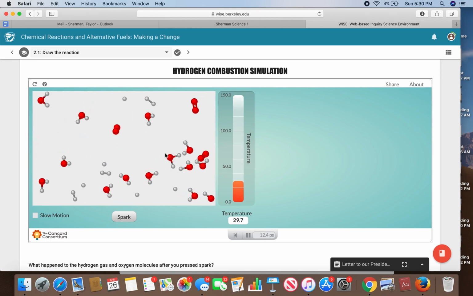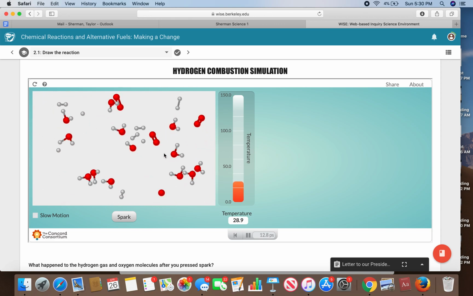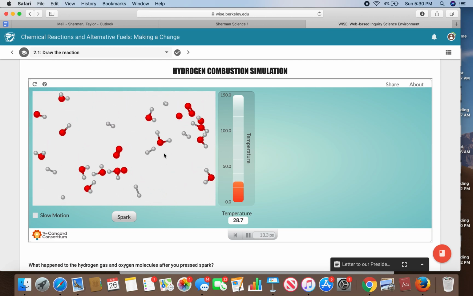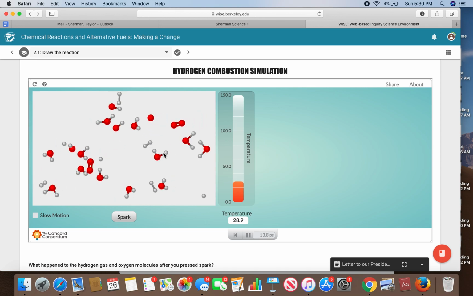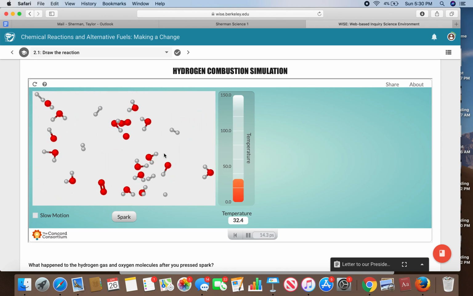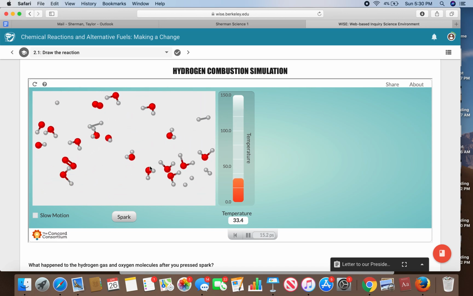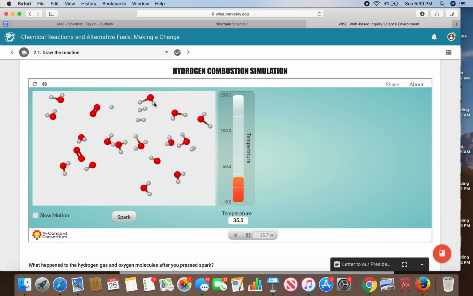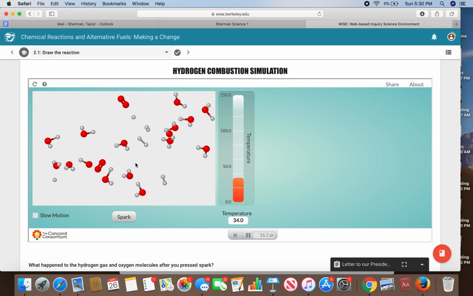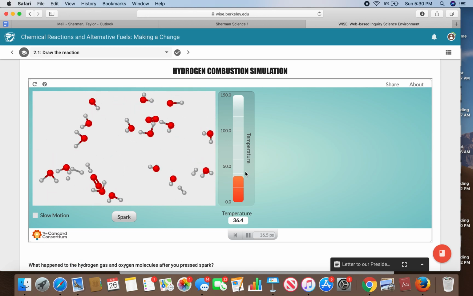Okay, the temperatures continue to rise. Your molecules should be moving a lot faster now, bumping into each other, getting a little wild. Okay, and as our temperature increases, we should see more waters, right? We see less hydrogen and less oxygen, and we see more H2O.